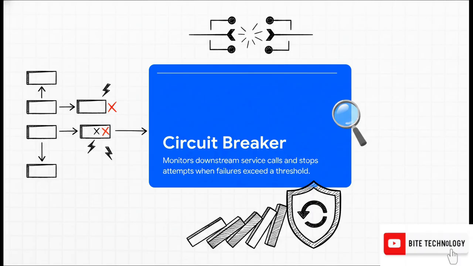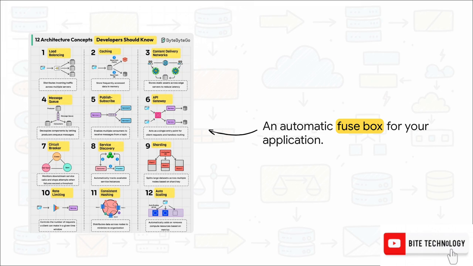Okay, but what if one of the other services your app relies on starts to fail? If you just keep hammering it with requests, you're not only wasting your own resources, you could actually start a chain reaction that brings your own system down. And that is where the circuit breaker pattern is an absolute lifesaver. A circuit breaker is literally like the fuse box in your house. It's constantly monitoring for faults. If it sees that a service is failing over and over, it trips the breaker. It just stops sending requests to that broken service for a little while to give it a chance to recover. This is so critical because it stops one small problem from turning into a massive system-wide outage.